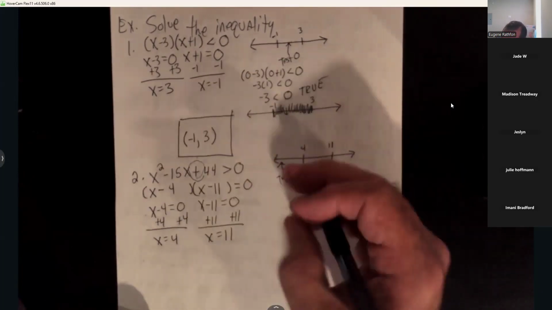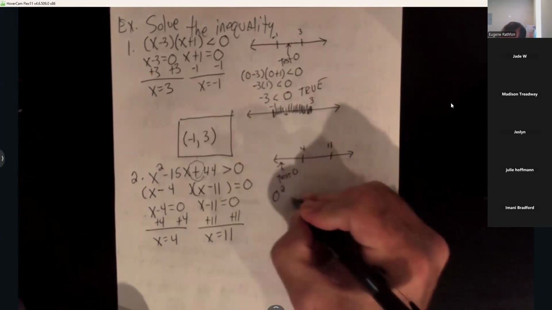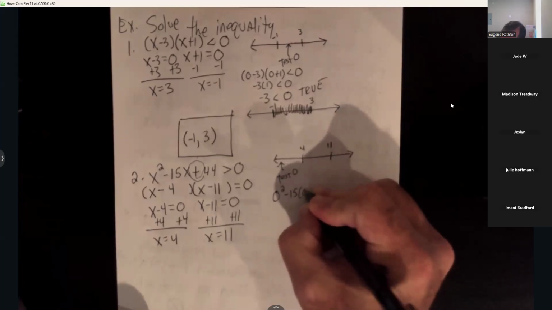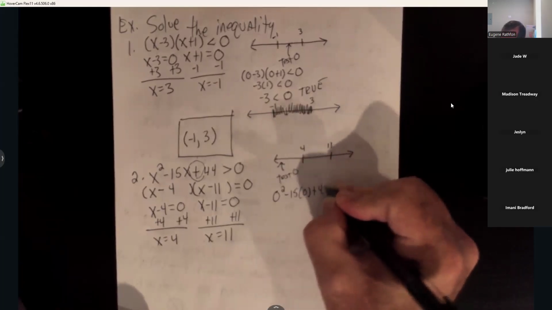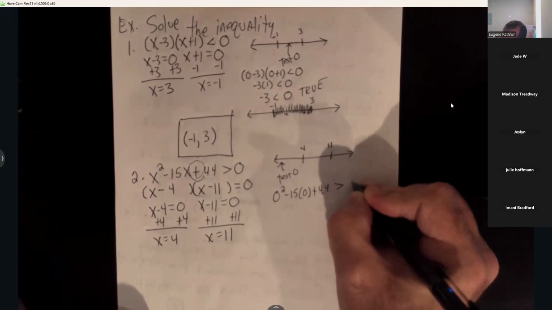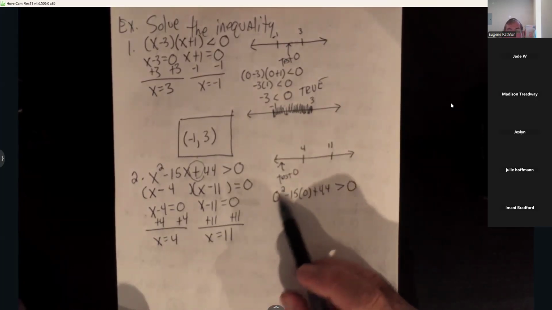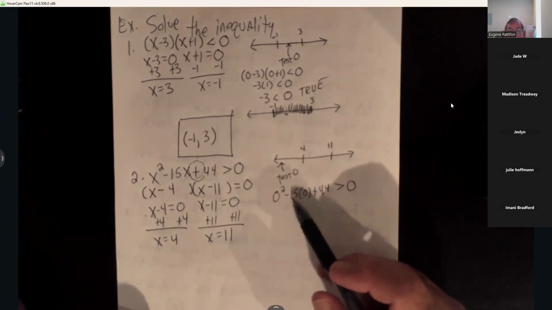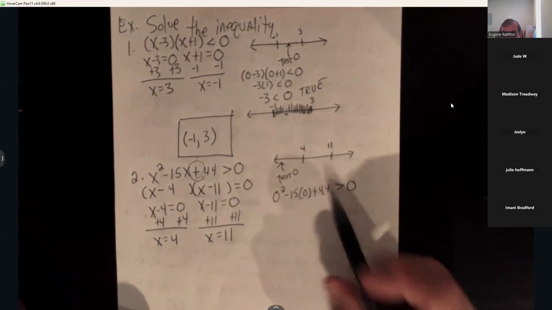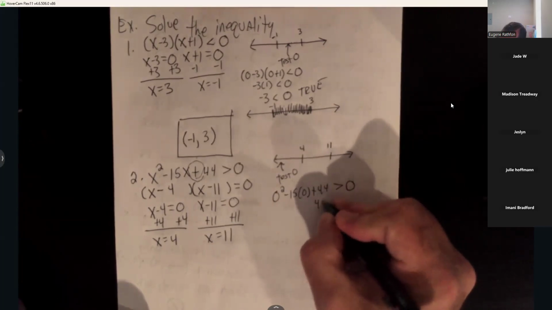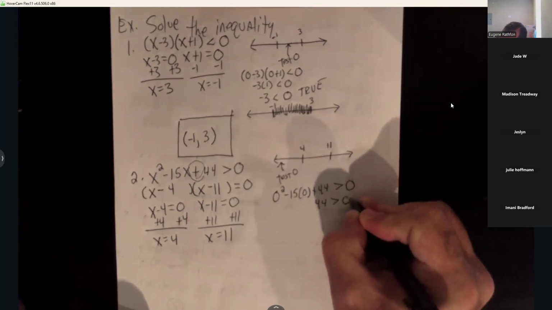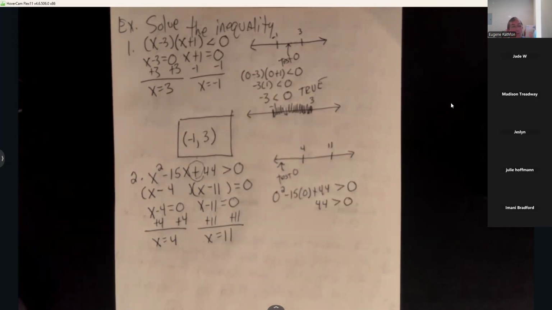All right, let's put zeros in. 0 squared minus 15 times 0 plus 44 has to be greater than 0. Well, y'all look here. 0 squared is 0. 15 times 0 is 0. So I end up with 44 greater than 0. True or false?